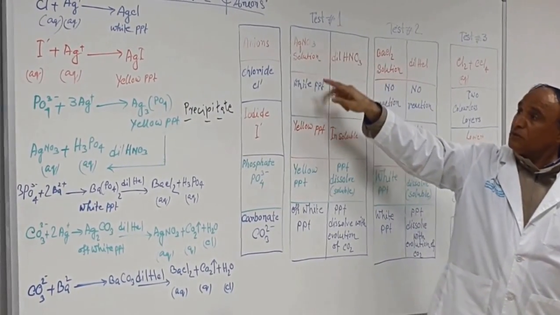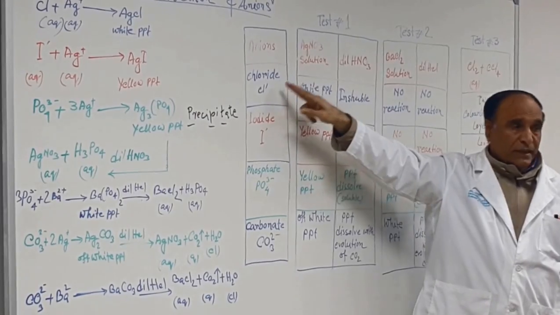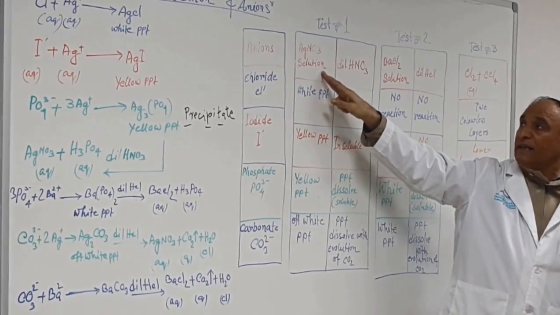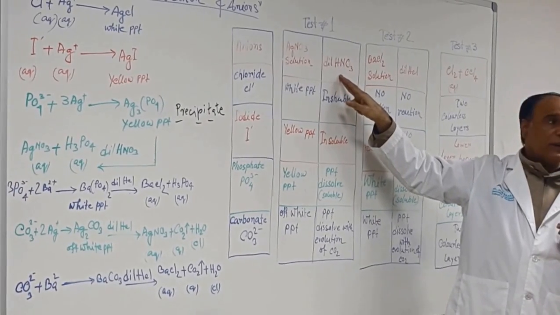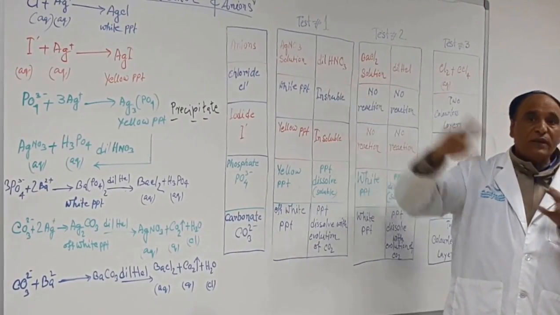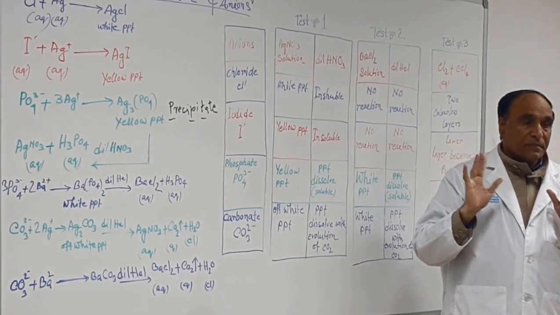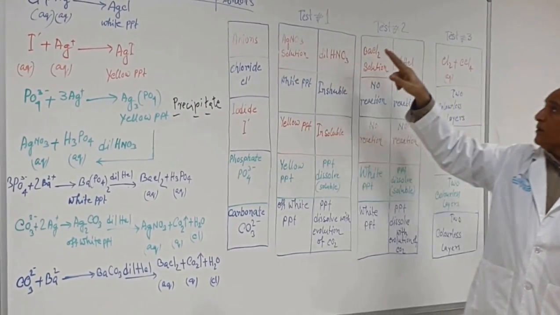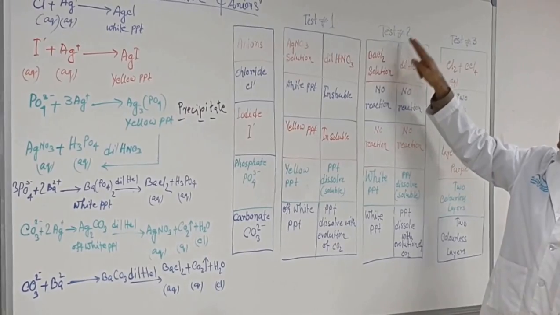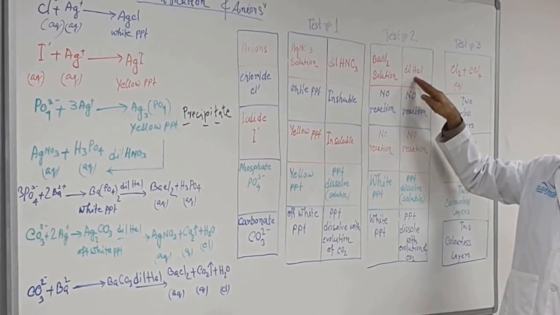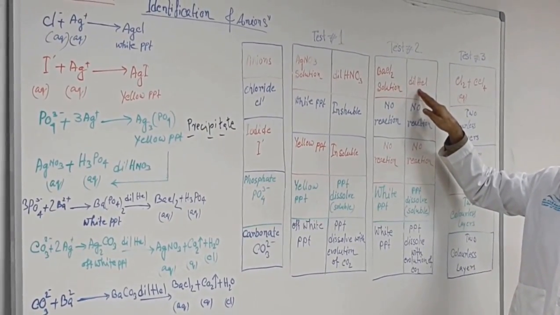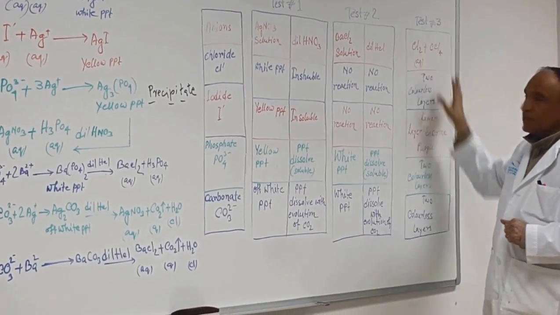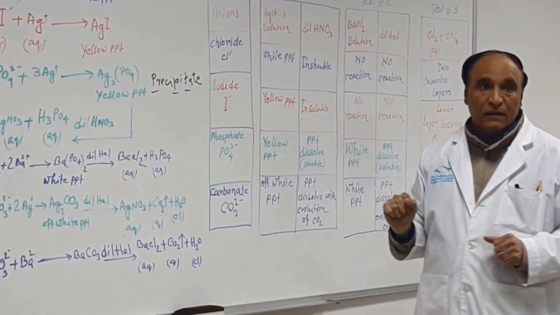So in the first, you will take the chloride, then you add into it silver nitrate, you will see what the result is, and then you add into it dilute nitric acid. So one test is complete. Then you will take chloride again in the second test tube, and you will do test number 2. You will add barium chloride, and then you will add HCl. I will show you this one now. And then you take the third test tube, you will take the chloride, and you will do test number 3 in the same way.